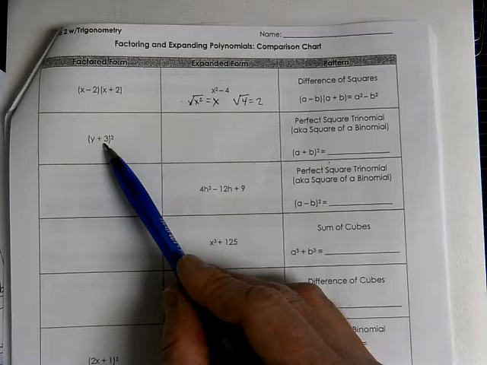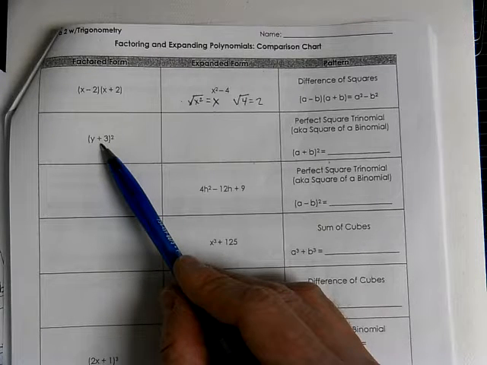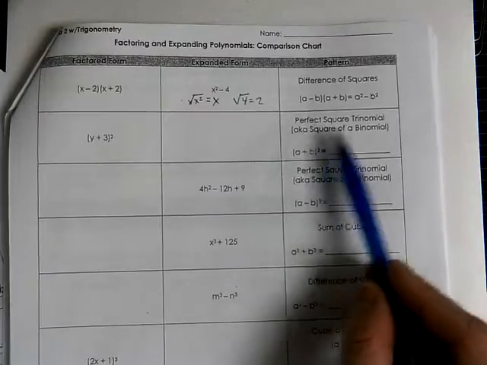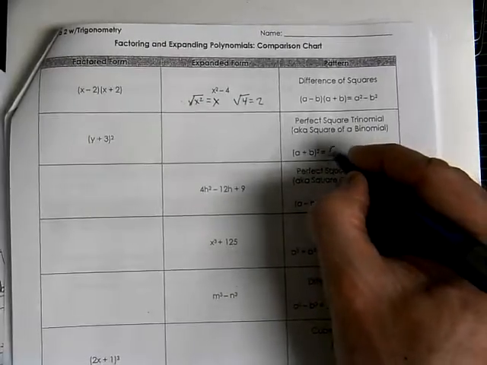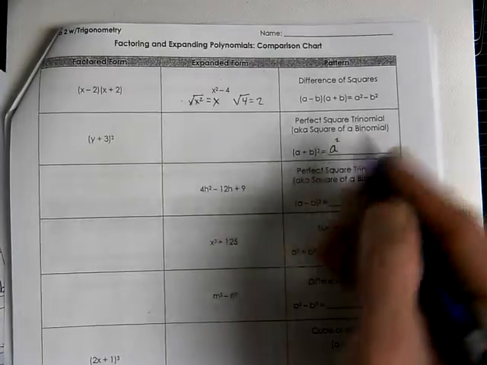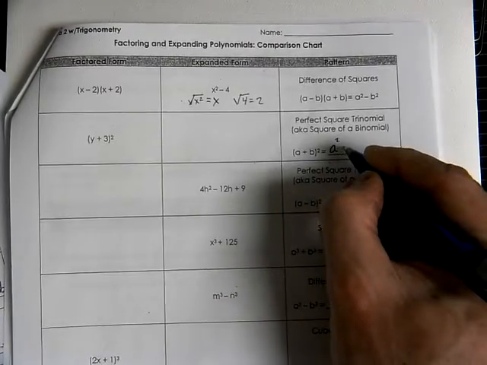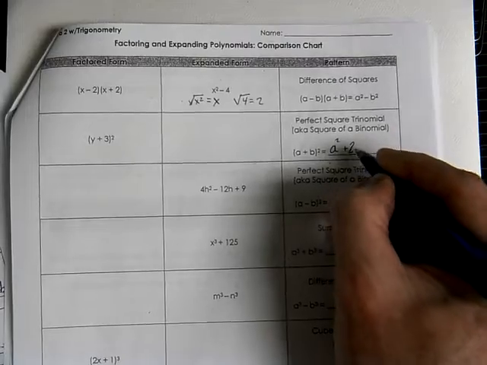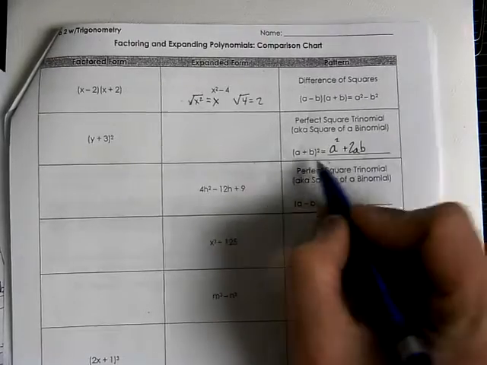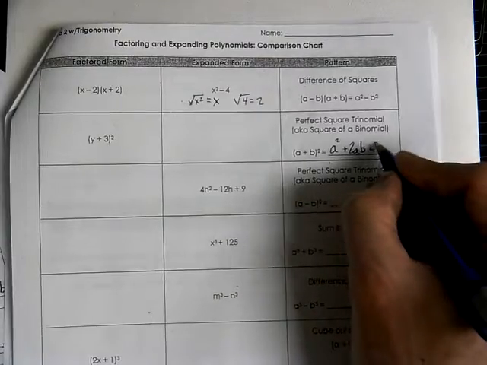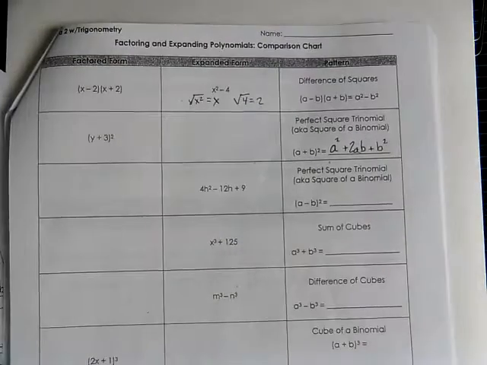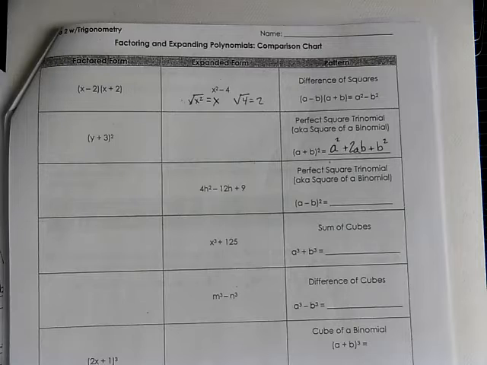So this one's a little bit different. This is a perfect square trinomial. The rule for a perfect square trinomial is to square the first term, plus 2 times AB, multiply the two together, times 2, plus b squared. It's different than the sum and difference of two cubes. We'll talk about that later.